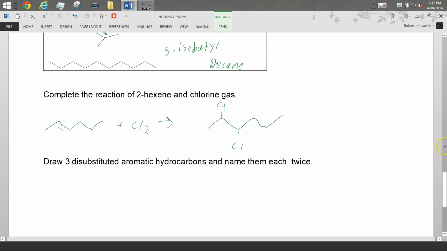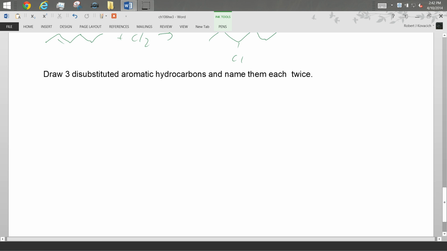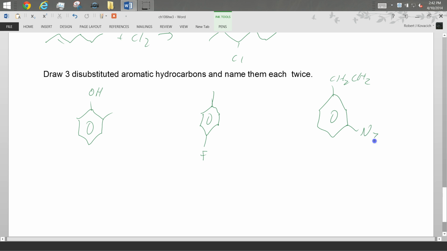Draw 3 di-substituted aromatic hydrocarbons and name them each twice. Okay. Something like that. Just throw benzenes up, toss a couple of things on them. So let's say for this first one up here, we could call this o-methylphenol, or we could call it o-hydroxytoluene.